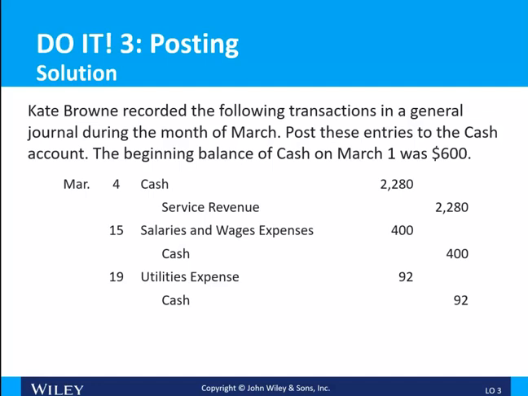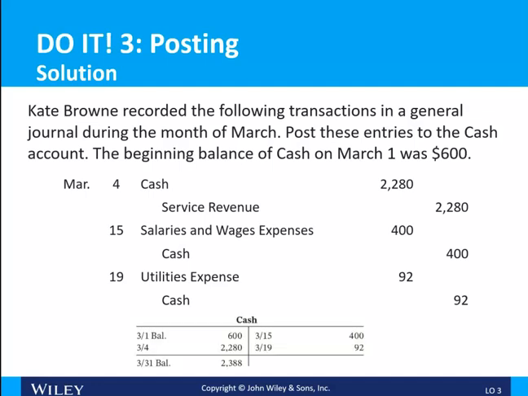So if we do this for Kate Brown, she had the following transactions in the general journal during the month of March. Post these entries to the cash account. Okay, the beginning balance of cash on March 1st was $600. Okay, so we have 3 entries here. We're just going to worry about the cash account. We're not going to worry about the other accounts, and we're going to post them into the ledger.